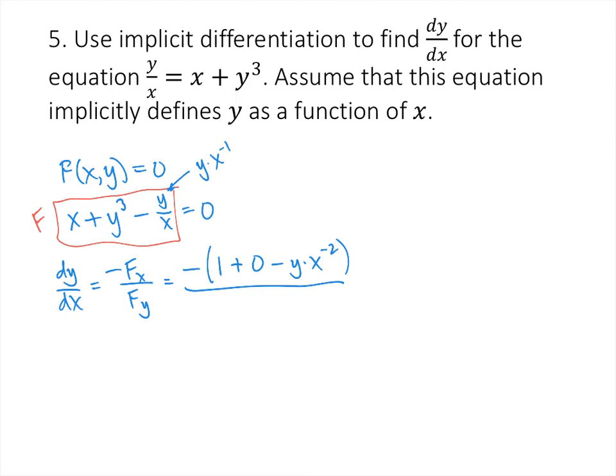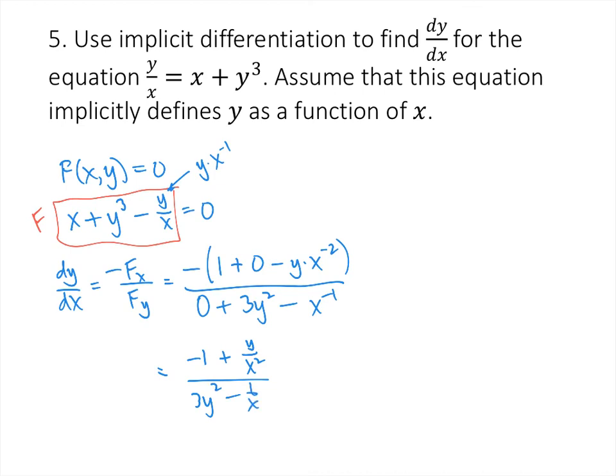And then the partial derivative with respect to y, that's going to be 0. The derivative of x is 0. Y cubed is going to give me 3y squared. And then the derivative of y x to the minus 1 is just x to the minus 1, because the derivative of y is 1. Now this is a little bit messy and we can clean it up. So when we distribute that negative, we get minus 1 plus, and I can write that as y over x squared. And then on the bottom, I get 3y squared minus 1 over x.